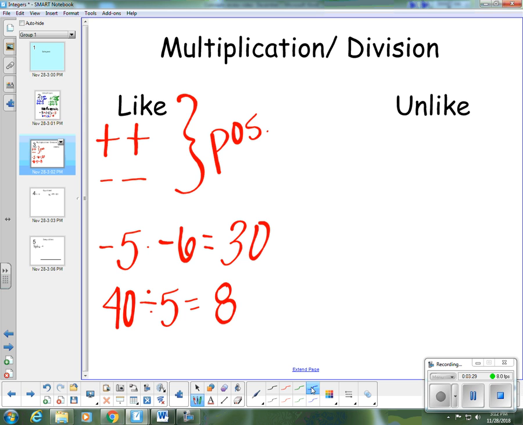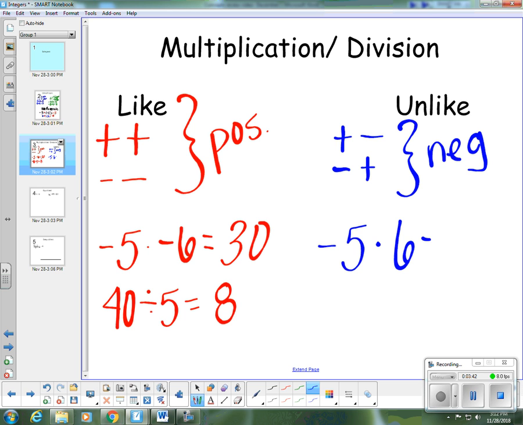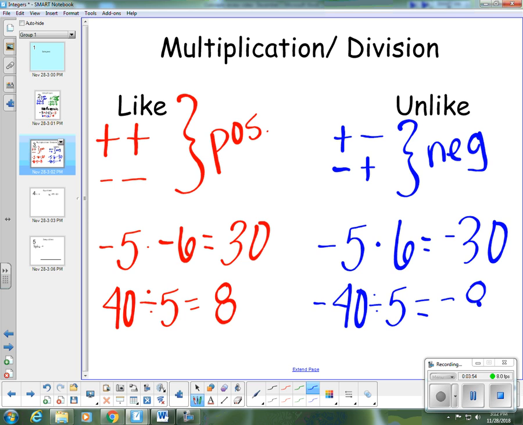If they are unlike signs, for example, a positive and a negative, or a negative and a positive, it's going to be negative. So we have negative 5 times a positive 6. The answer will be a negative. Or negative 40 divided by 5. It doesn't matter which one's greater or which one's less. It's always going to be a negative.